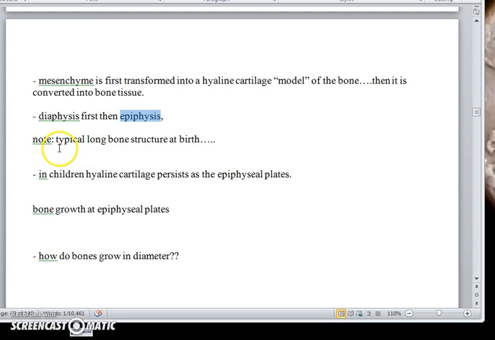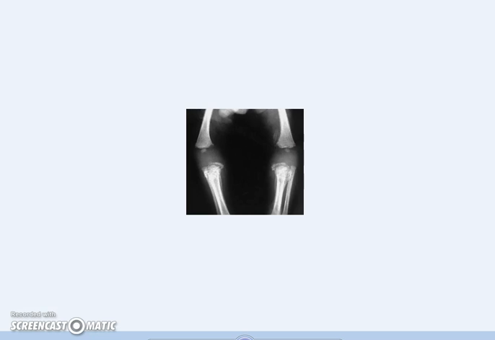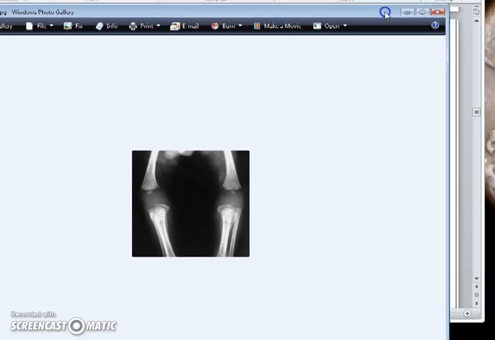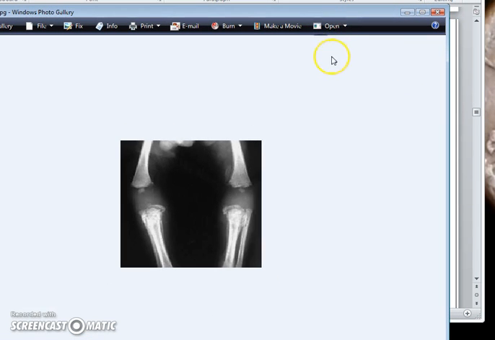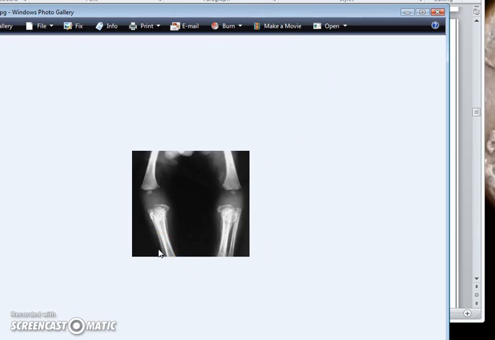All right. So note, typical long bone structure at birth. Check out this picture of a kid. It's kind of small, and making it bigger doesn't really help. This is a baby's knee. So if you look, it looks like there's a giant gap right there. The actual bones, the tibia and the femur, hook up in the knee joint here, but only the shaft is really made out of bone. The epiphysis, here the distal and here the proximal: the distal is further out on the femur, the proximal closer in on the tibia.